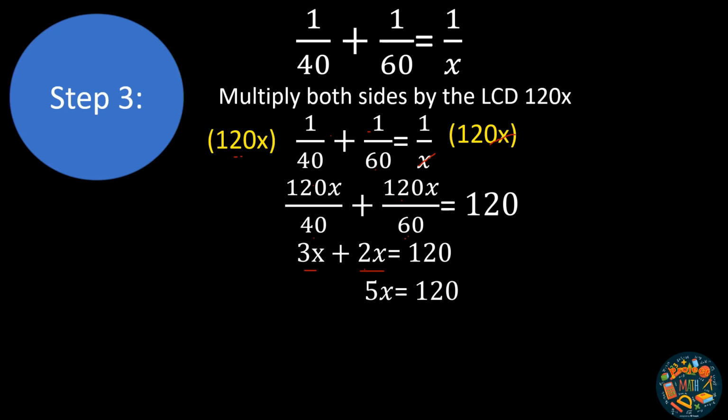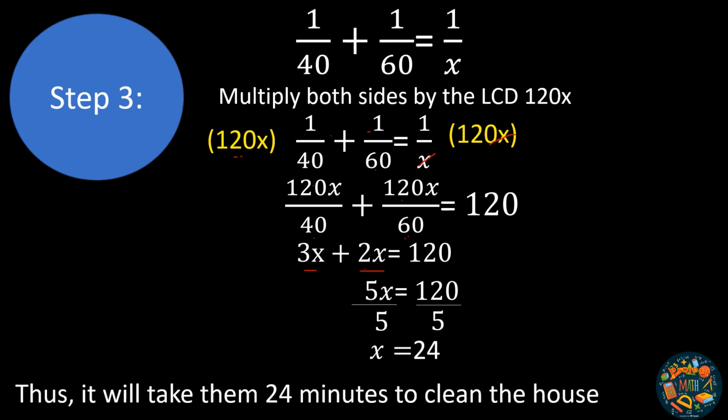So divide both sides of the equation by 5. So the result will be x is equal to 24. We can now say that it will take them 24 minutes to clean the house together.